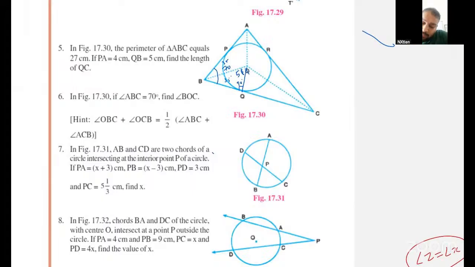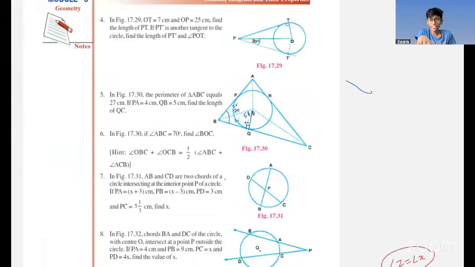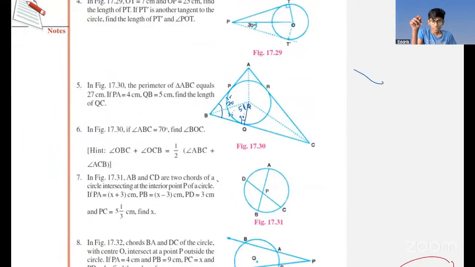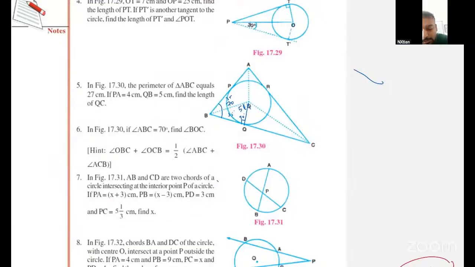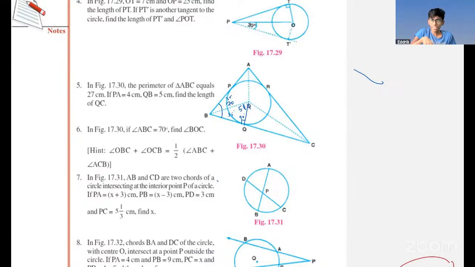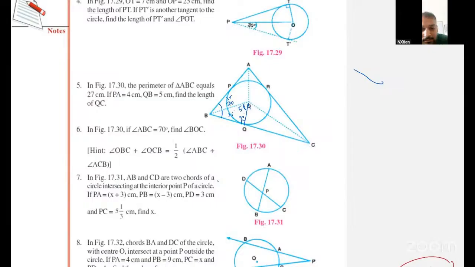It's not mentioned, no? Sir, the angle BOC is twice the angle BAC. But how? It's not a theorem. BOC is twice of... BQC is not a chord, no. It's a tangent, no? That is the tangent-chord theorem. But how is angle ABO 35? I will tell.